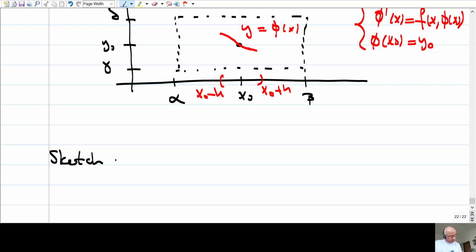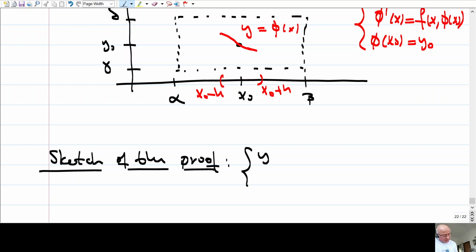And next time, I will give some examples related to these theorems. Okay, sketch is this. Now we consider this equation: y prime is equal to f(x, y) and y(x0) equals y0, right?